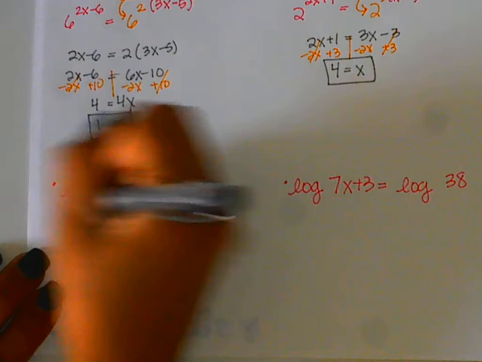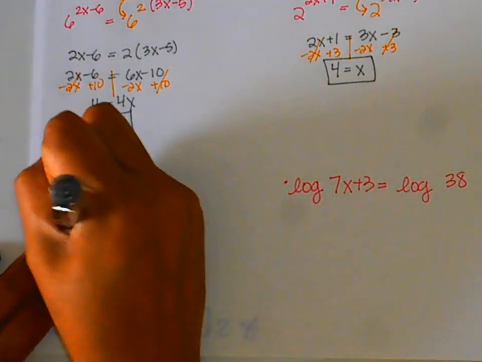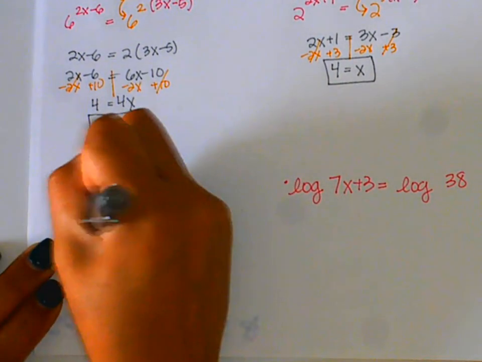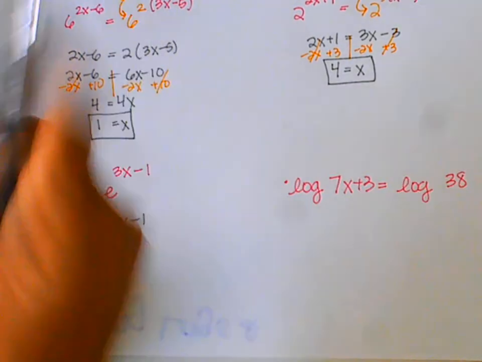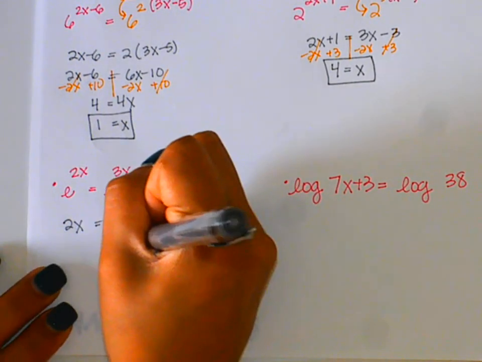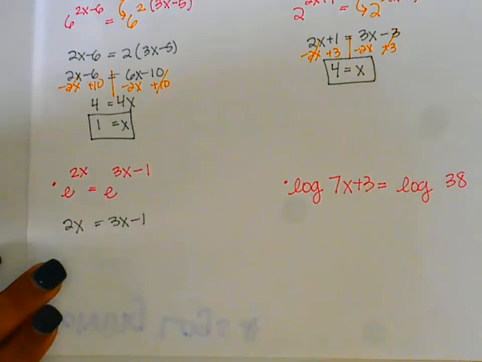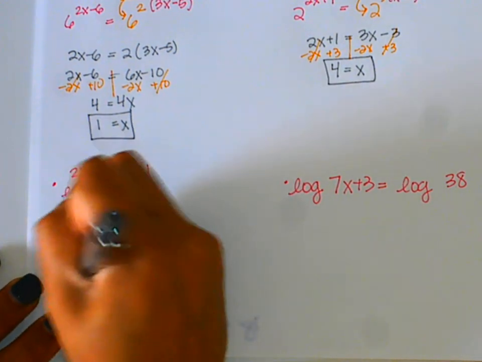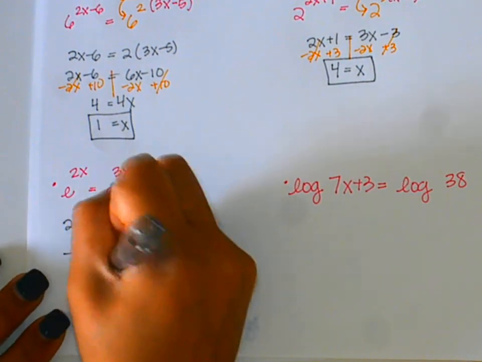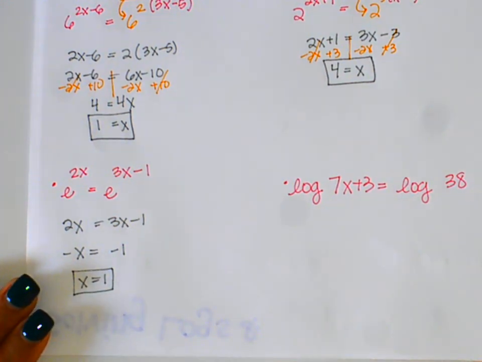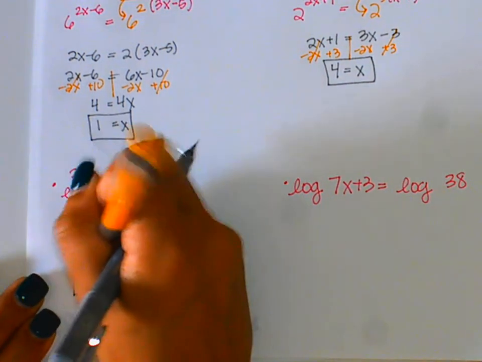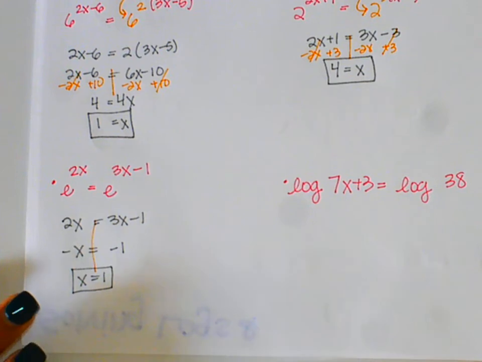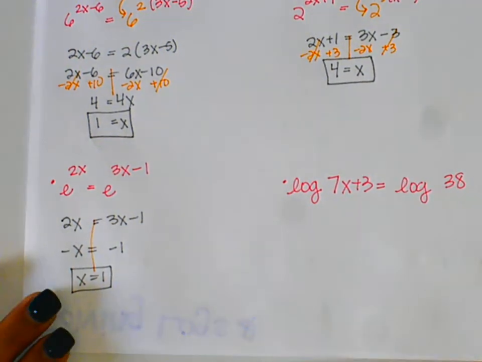For the first one, since the bases are the same, it just is one of these, 3x minus 1. So then I get negative x is equal to negative 1. So x is equal to a positive 1 here. I didn't show all of my steps for that because it's just inverse operations. I hope I didn't make a mistake though.